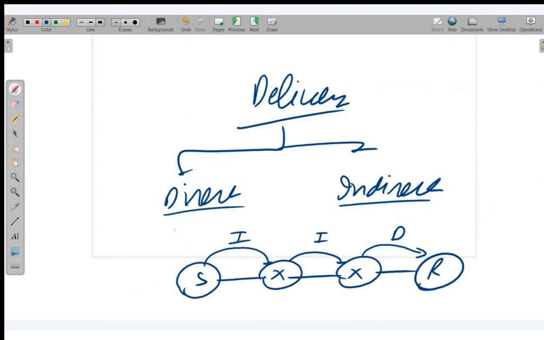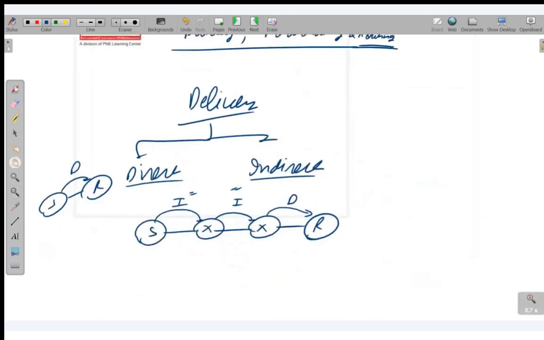For example, if sender and receiver are directly connected, you will do direct delivery, just one direct delivery. And indirect delivery can be any number. If you have n routers in between sender and receiver, then there are n indirect deliveries and one direct delivery. They can ask this.